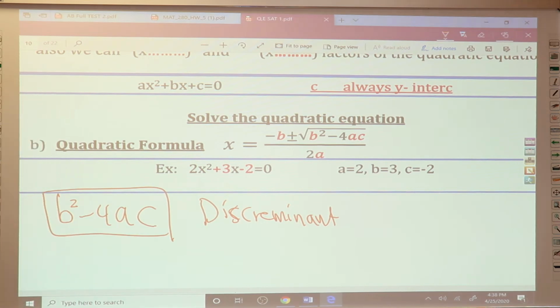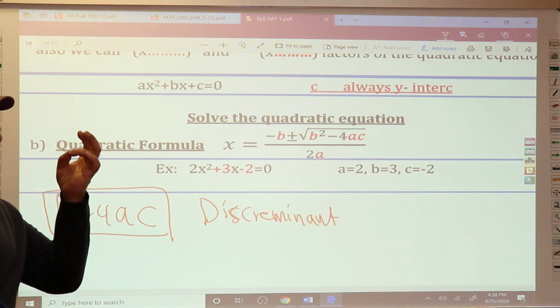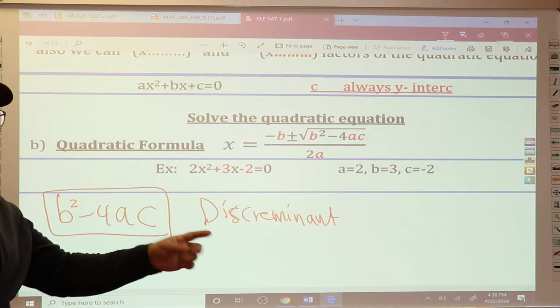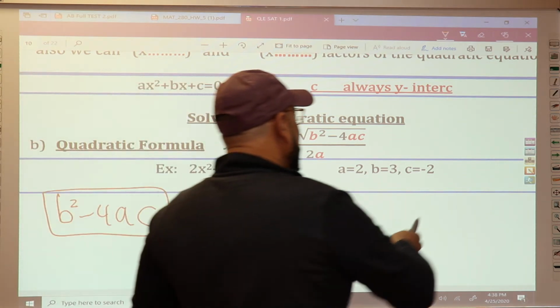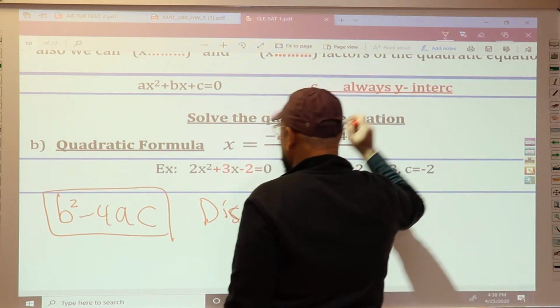Discriminant. From b squared minus 4ac, I can decide the nature of the solutions of my equation. What do I mean by the nature of solutions? It could be real solutions, or no solutions, which means imaginary solutions, or one solution. You see how important this is.